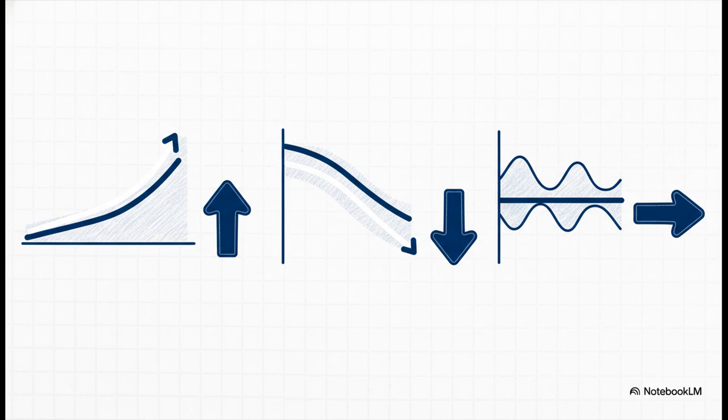And at the end of the day, that's the #1 job of the SMA. Just by looking at the slope of that line, you can get a quick read on the market's mood. Is it trending up? Is it trending down? Or is it just stuck going sideways? The SMA helps you answer that question with just a glance.